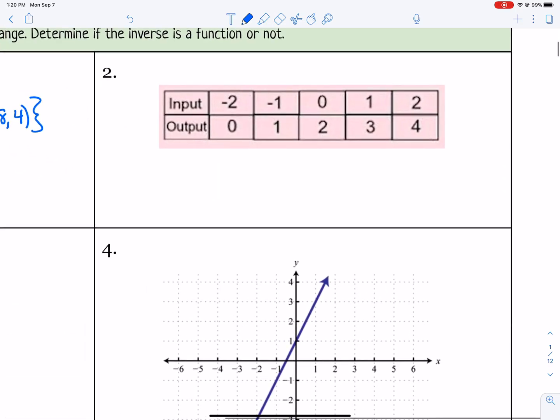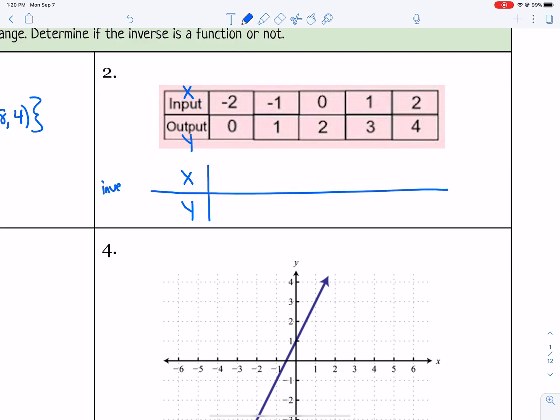For number 2, it's a table of values. In a very similar way, we're just going to switch input, which is our x, with our output, which is our y. And so we're going to have a new x and a new y for our inverse table of values. So I'm just going to write inverse out here. And let's put 0, -2. In the next row, we have 1 and then -1. We have 2 and then 0, 3 and 1, and 4 and 2.